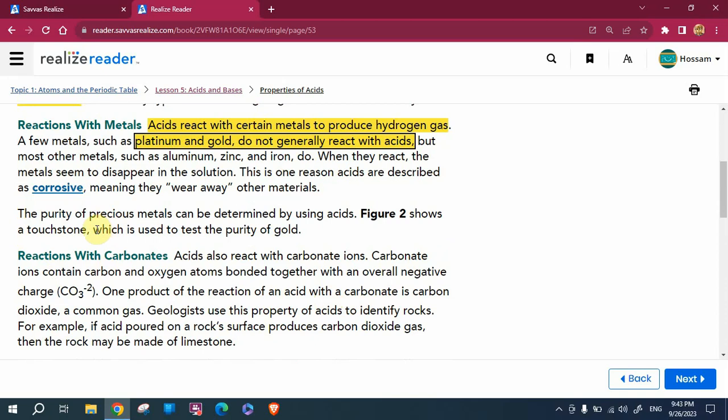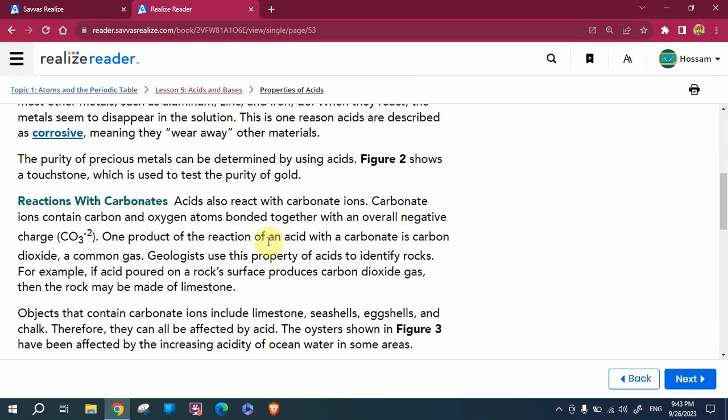The purity of precious metals can be determined by using acids. The figure shows a touchstone, which is used to test the purity of gold. So the purity of gold can be tested using what is called a touchstone. So acids can be used with a touchstone to investigate the purity of gold.